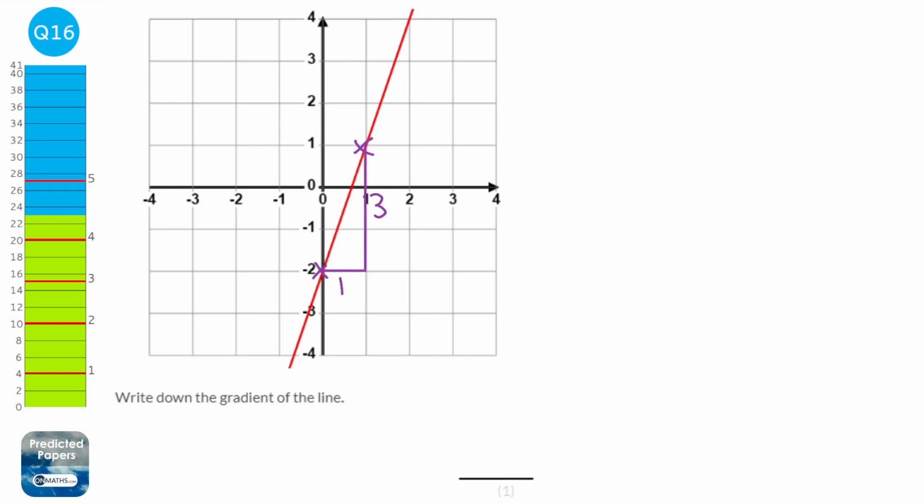But notice the change in x is 1, so it's going to end up being 3 divided by 1, which is just 3. So a different definition of the gradient is for every 1 we go to the right, how far up we go, which is 3.